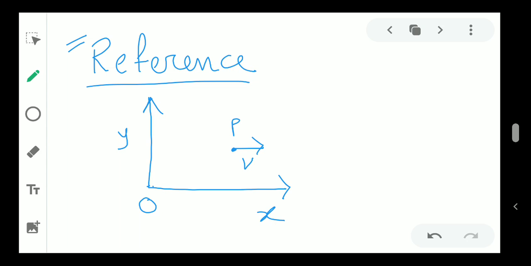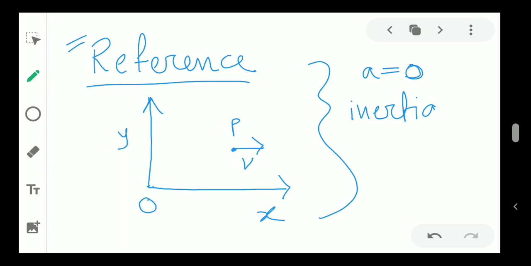Okay? Achha. And one more thing which will be helpful in further study: if I am taking a reference coordinate system like xy in this case, and if there is no acceleration here, so if my acceleration is 0, this reference frame is called an inertial reference frame. Now I will come to this term slowly. So, inertial reference frame.